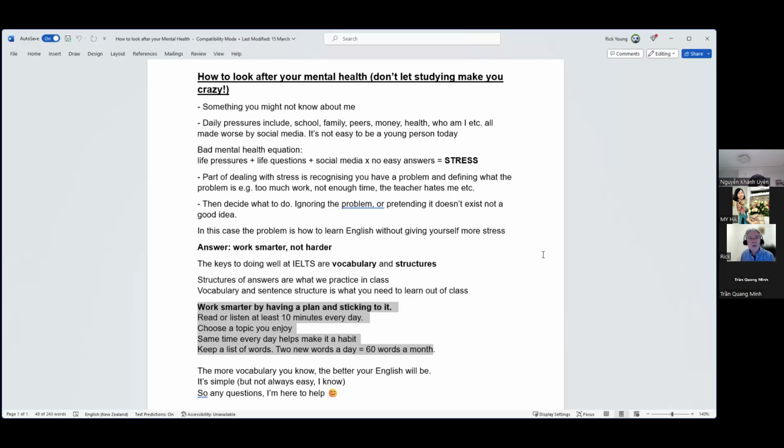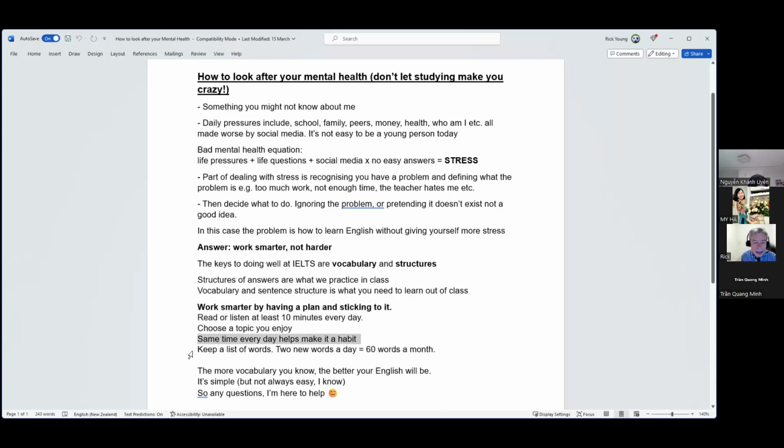And you learn all the words to do with movies. And by reading that 10 minutes a day, it doesn't seem like so much work. You are working smarter because you are reading about something you enjoy. You are not reading about boring English grammar. You are reading about a topic you enjoy. Try to do it at the same time every day so it becomes a habit.